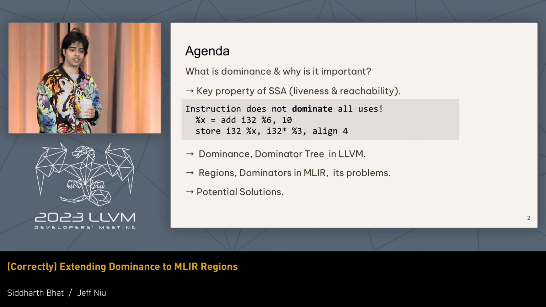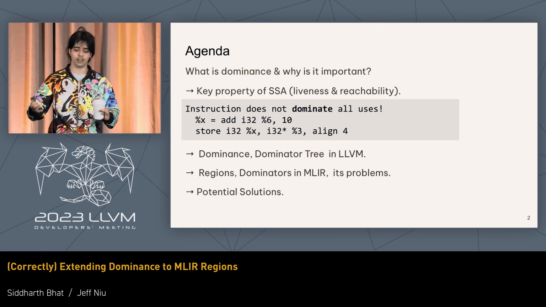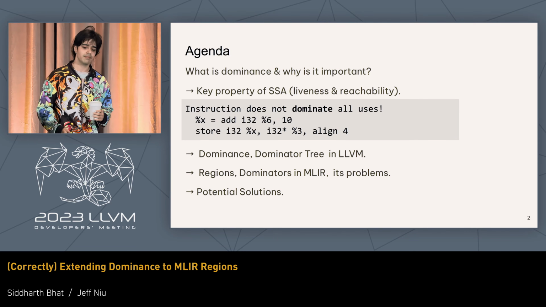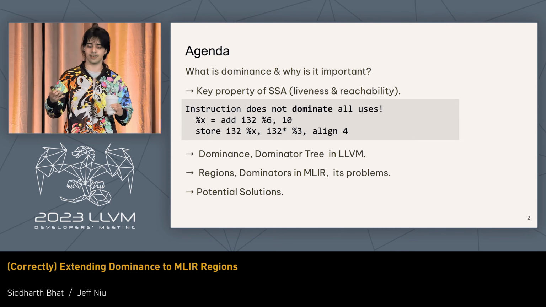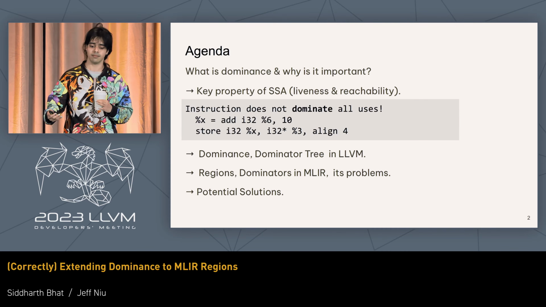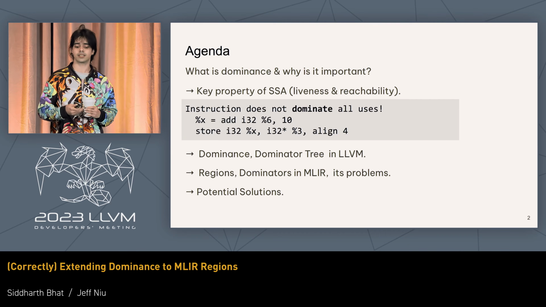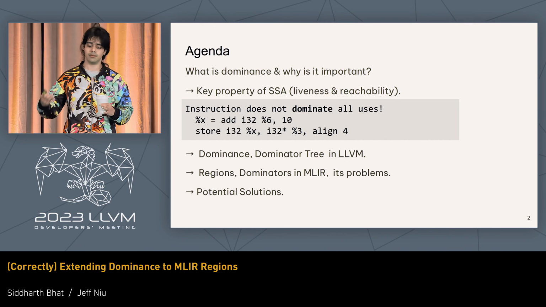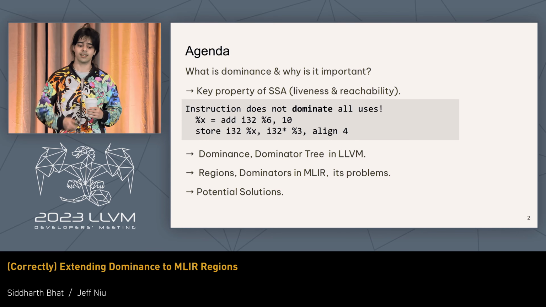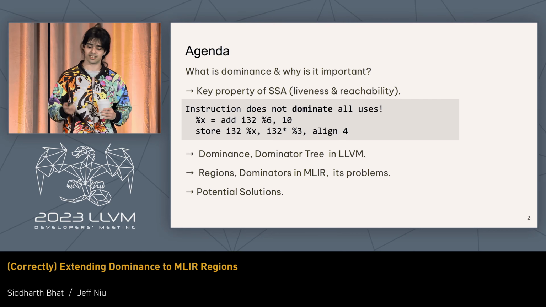We're first going to give a recap on dominance for those of you who might have forgotten. I'm going to define dominance and dominator trees, because that's what the rest of the talk is going to use. We're then going to discuss how it's implemented in LLVM a little bit. And then, more importantly, we're going to move to how dominance works in MLIR and the problems associated with it, and we propose solutions. And yeah, so let's go ahead.